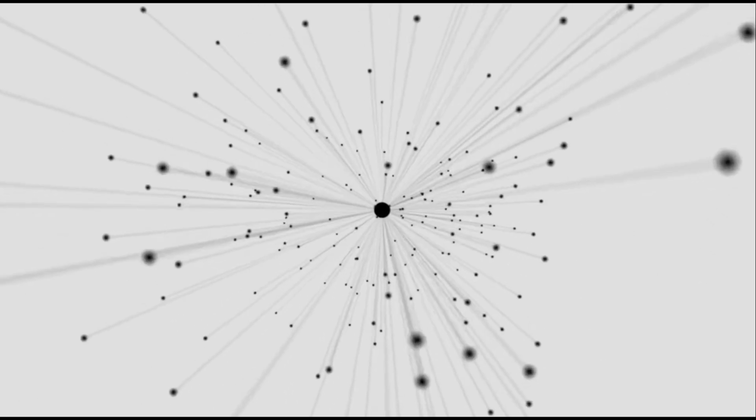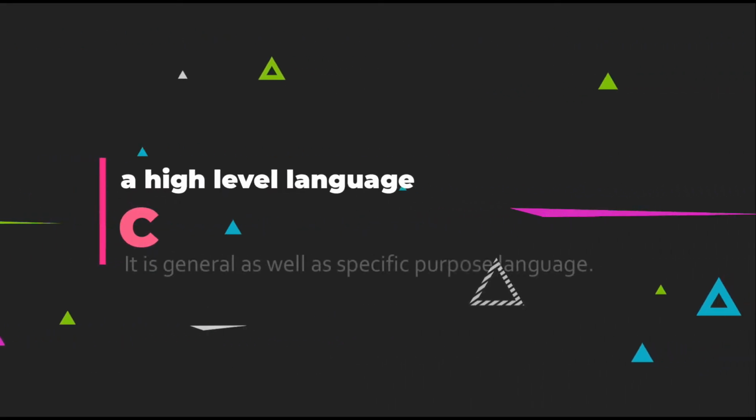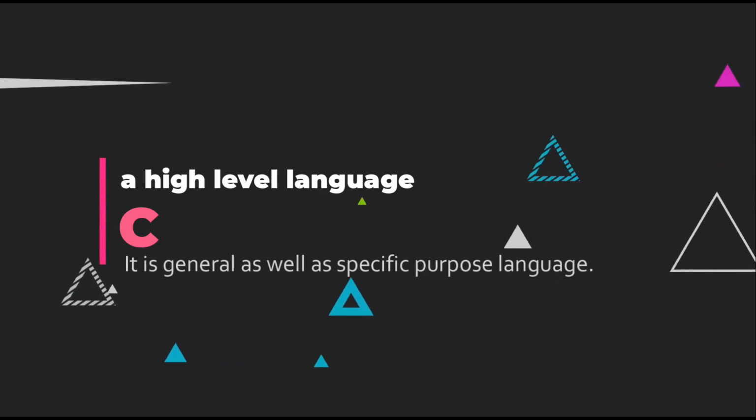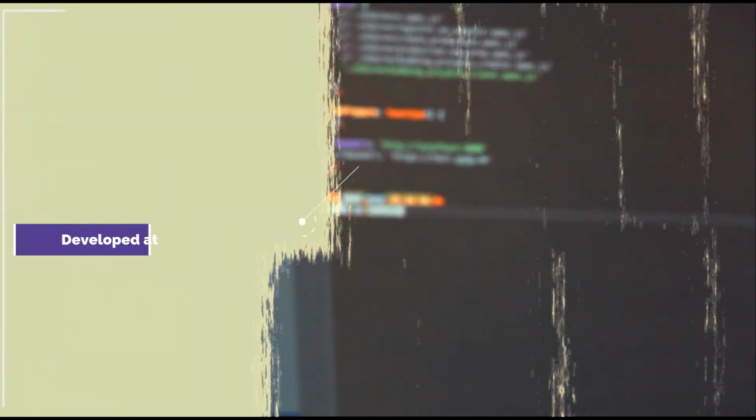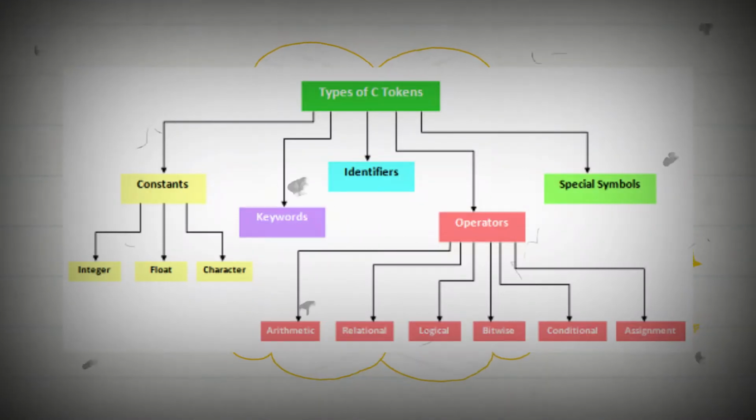Let's learn a bit about this programming language before proceeding. C is a high-level programming language. It is a general as well as specific purpose language. It was developed at Bell Laboratories in 1972 by Dennis Ritchie and Brian Kernighan. So let's discuss it here with an example.